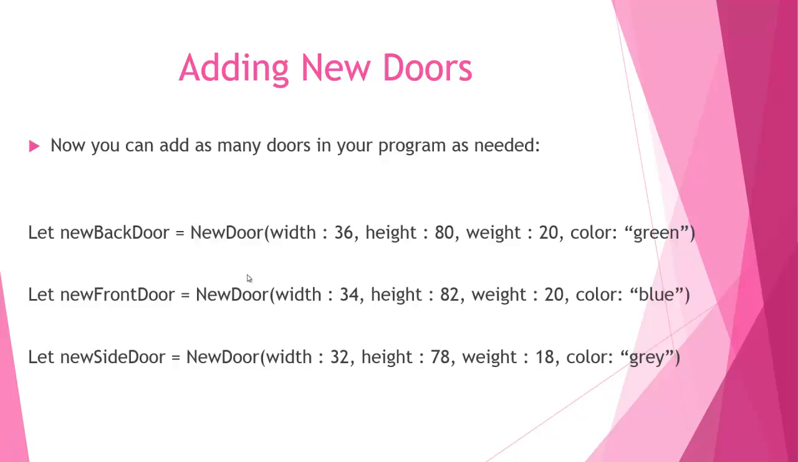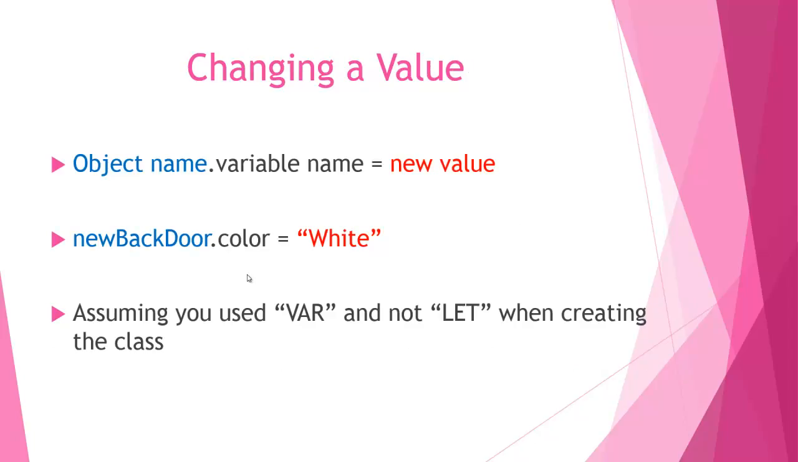Like I don't have to do front door dot width equals this, and then front door dot height equals this, and then front door dot weight equals this, that kind of stuff. So this is the preferred method. All right. So if you want to change a value, you just type in the object name dot the variable name and then a new value.